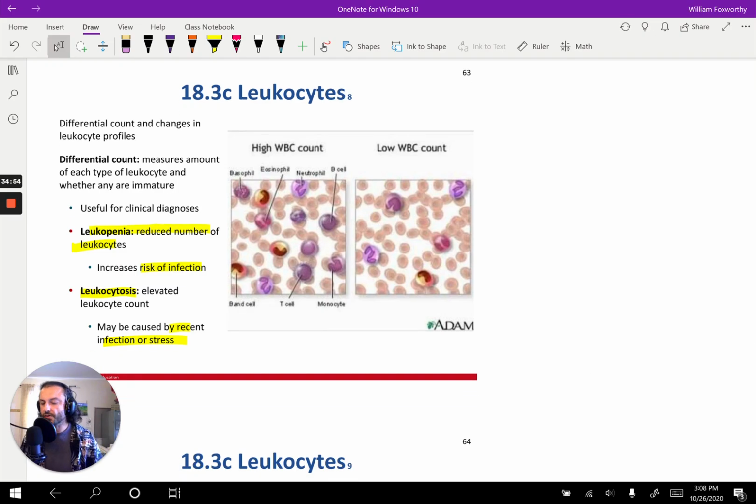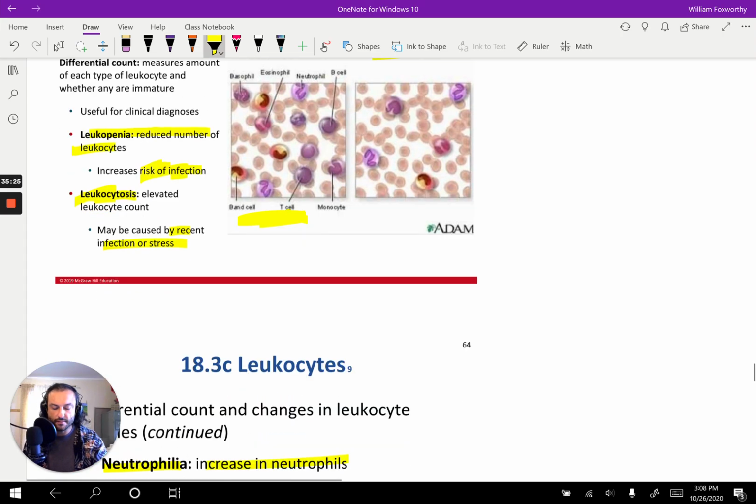As I said before, you could look at differences in the types of cells that are present by doing a blood smear and get these differential counts. So leukopenia would be a low number of leukocytes, and if somebody has a low number of leukocytes, they're at an increased risk of infection. Leukocytosis would be an increase in leukocyte count, and that could be caused by, or will be evidence of, a recent infection or stress.